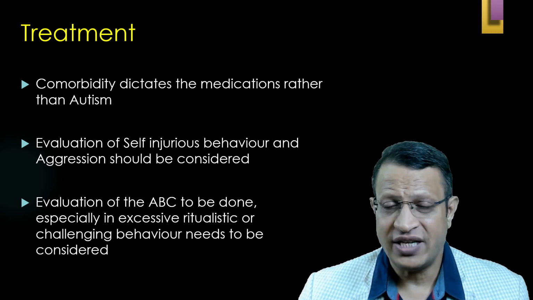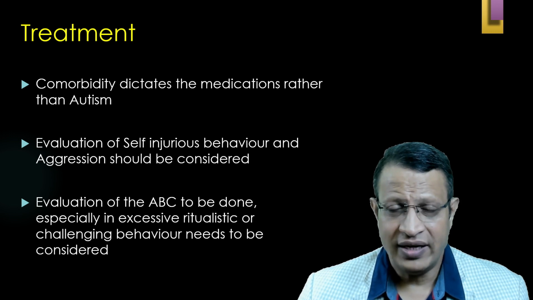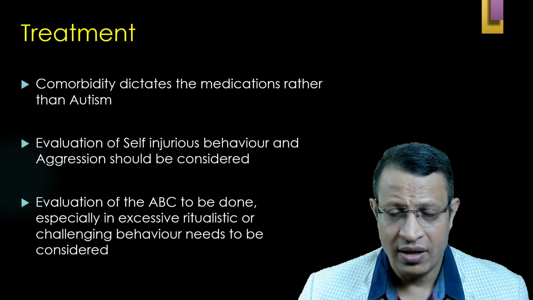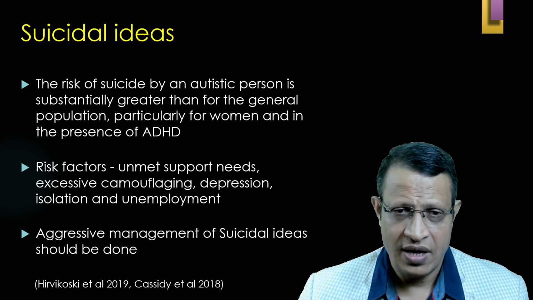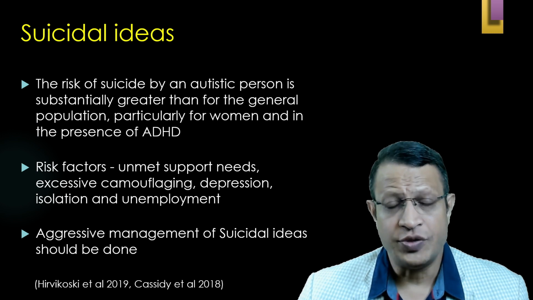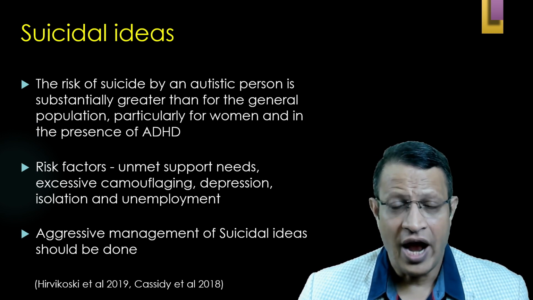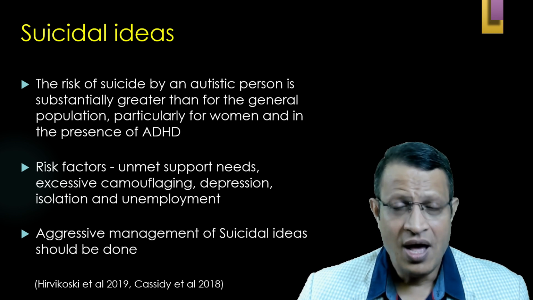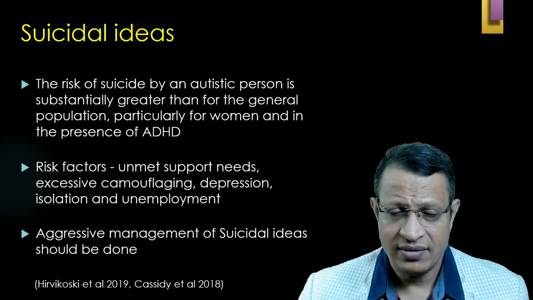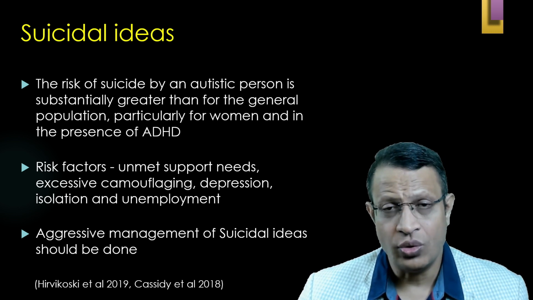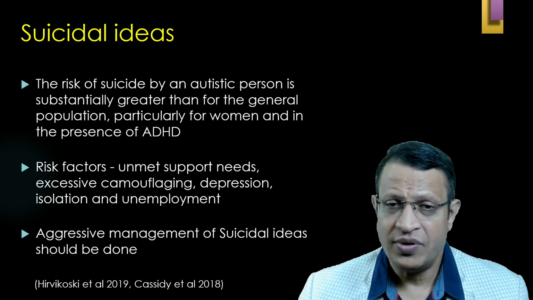Evaluation of these thoughts and behavior needs to be done by ABC, that is, antecedents, behavior, and consequences, assessed for each of these behaviors, challenging behavior, and suicidal behavior. The risk of suicide by an autistic person is substantially greater than the general population, and it is more in women. That you need to keep in mind. Also, persons with autism and ADHD are at high risk of attempting and committing suicide. Risk factors such as unmet support needs, excessive camouflaging, masking, depression, and anxiety also raise the risk. Aggressive management of suicidal ideas should be done, especially in a person with autism.